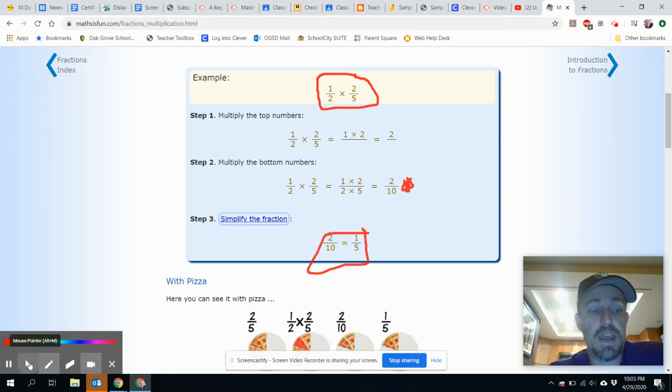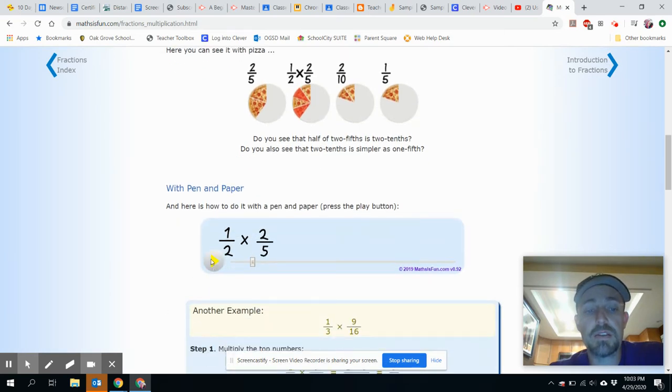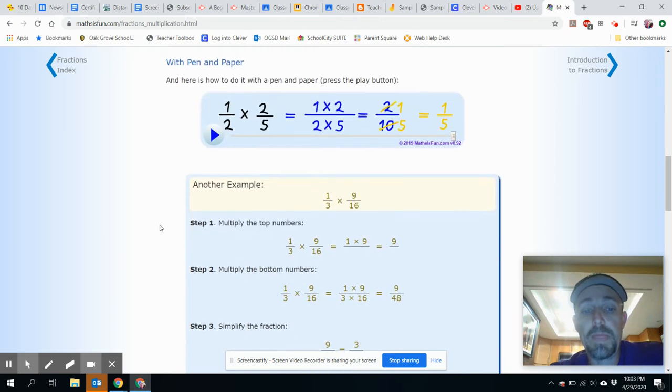All right, so that is the basic idea here. We'll go down here and see how they show you how to do it. They write it out with paper and pencil, and you can see that you end up with 2 over 10, and then you simplify that to 1/5. So that's a little tutorial there for you.